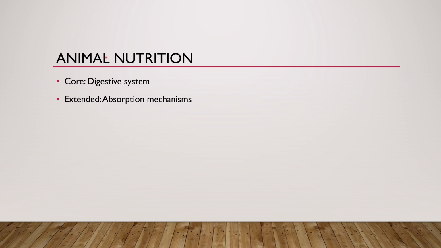This unit is about animal nutrition. At core level, students learn the structure and basic function of the human digestive system. Students are expected to identify the main organs of the digestive system, like mouth, esophagus, stomach, small intestine, large intestine.